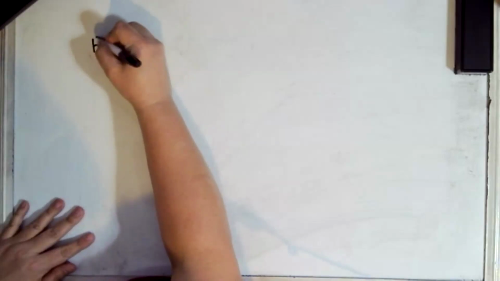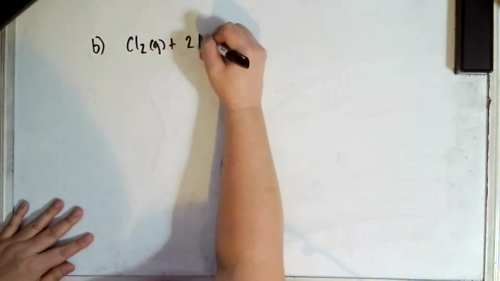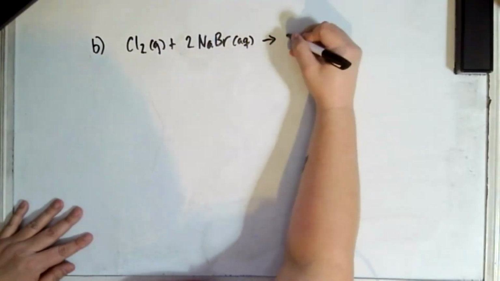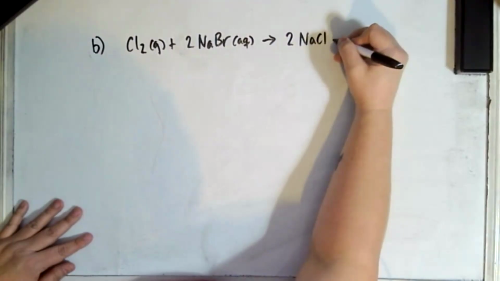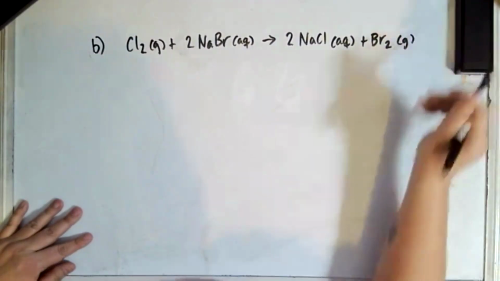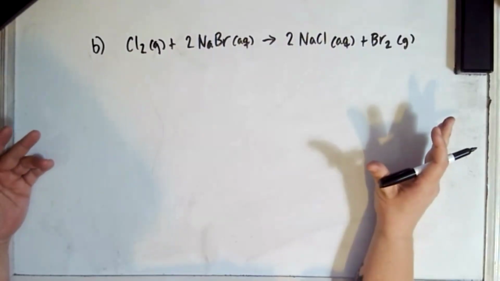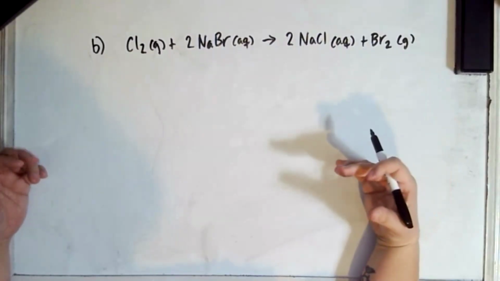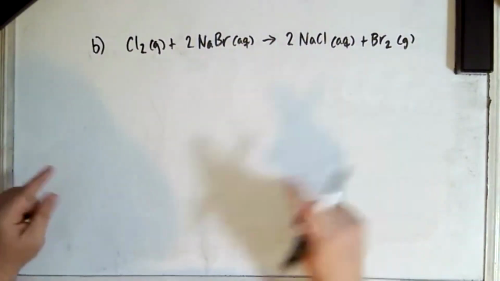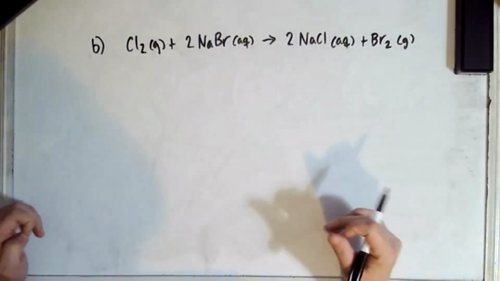So in our second example, we have Cl2 plus 2 NaBr produces 2 NaCl plus Br2. Now in this one, there are no charges to look at. So now we have to figure out the oxidation number of each of the components so that we can track the change that happened. Where did the electrons go? It's not obvious right away.